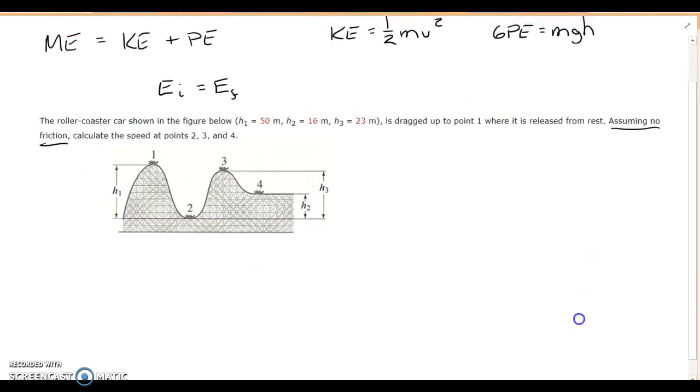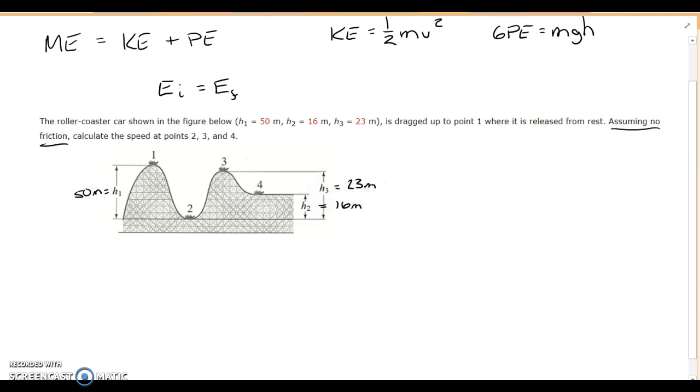So let's look at this example now. We have a roller coaster. It's got various heights. I'm just going to fill in the values. H1 in my example is 50 meters. H2 is 16 meters. And the third height is 23 meters.